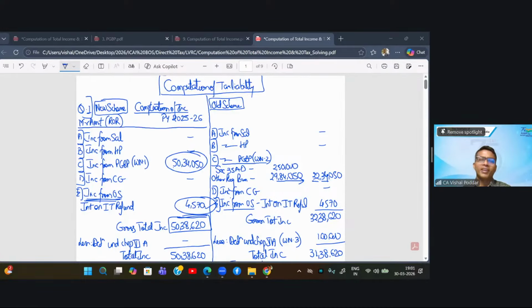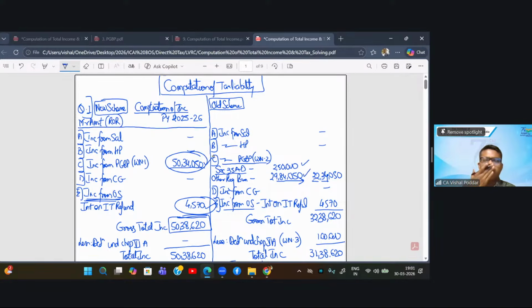There are a lot of differences, so for that you will have to go to every topic. As I was explaining here, in the old scheme you have 35AD as a separate special business, whereas in the new scheme there is no such separate business. In the old scheme, we showed business income in 2 categories, whereas in the new scheme there is no special category like 35AD, so it was shown combined.